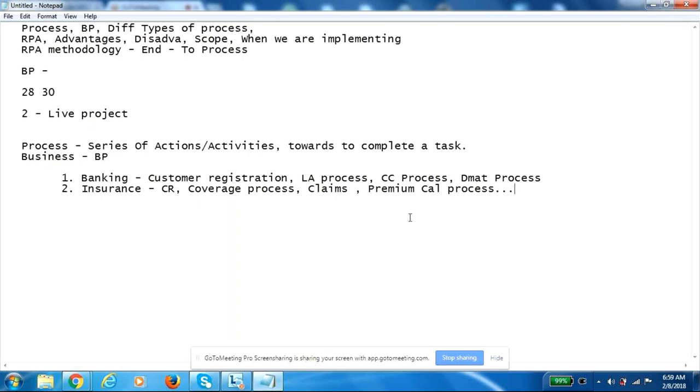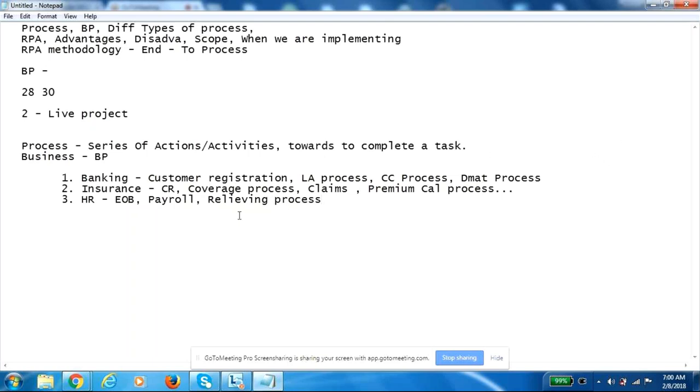Not only banking, not only insurance, sir. For every business, take the example of HR. In the HR industry, what is the process you need to follow? First one is employee onboarding. Next one is payroll generation, every month. Next one is the relieving process. So to do every business in the industry, we need to follow some processes, sir. These processes we call business processes.